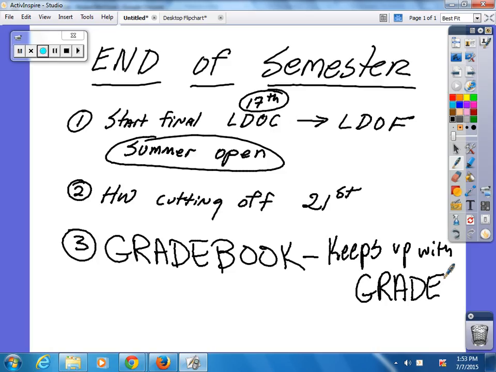Four. Unit 1 test. Unit 2A test. Unit 2B test.